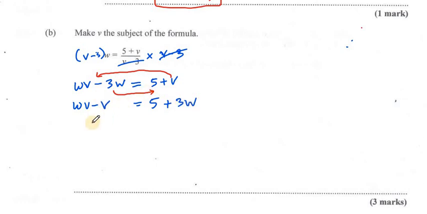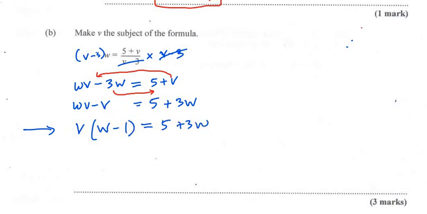Now what we're going to do is to factor out v. So if we factor out v, we have v outside. V times what gives us v, w. And v times what gives us v, a 1. So we have 5 plus 3w. Notice that we have v isolated now. Only one v at this point of the equation.